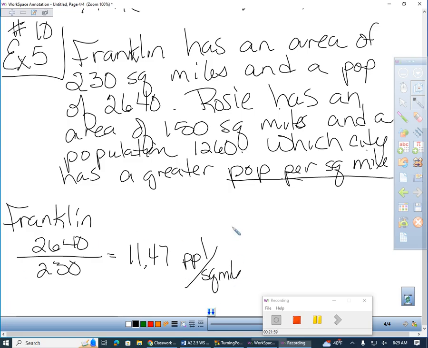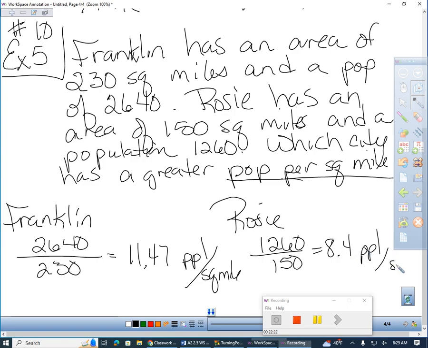All right, now we're going to do Rosie. That one is going to be 1,260 divided by 150. And we get 8.4 people per square mile. So which one has a greater population per square mile? Franklin definitely does. This is exactly what you have to do for number 10 to start.